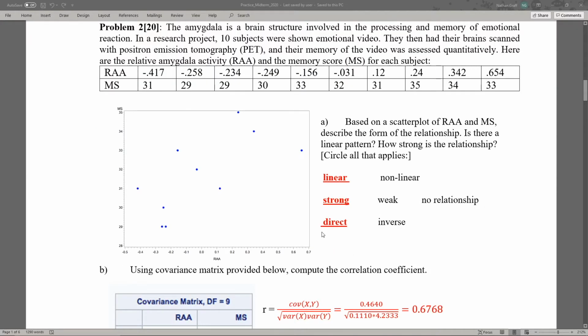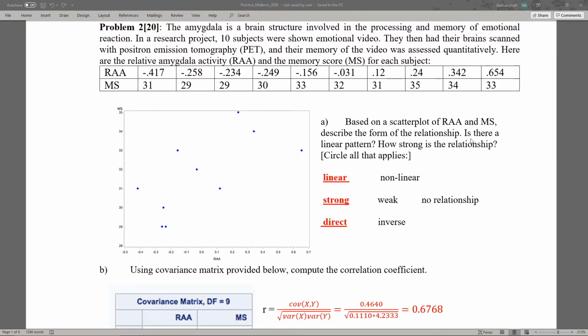Here we have a research project where 10 subjects were shown an emotional video. They then had a PET scan on their brain while they were being tested on their memory of the video. Their memory scores, as well as their relative amygdala activity, are reported in the table. So first off, we're asked to assess the scatter plot.